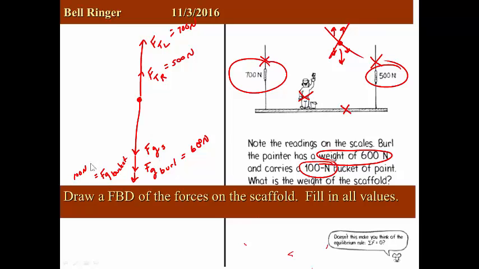Okay. What did I do wrong with the bucket and Burl? What did I not put on it? Yes, sir, negatives. I need to put negatives on them. Okay, so they're negatives. And then I'm trying to find the force of gravity for the scaffolding. That's what I want to know.